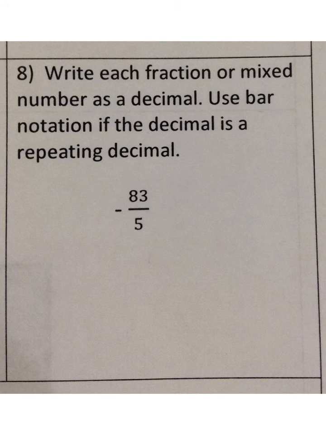Number 8, write each fraction or mixed number as a decimal. Use bar notation if the decimal is a repeating decimal. So change negative 83/5 into, it will actually be a mixed number.